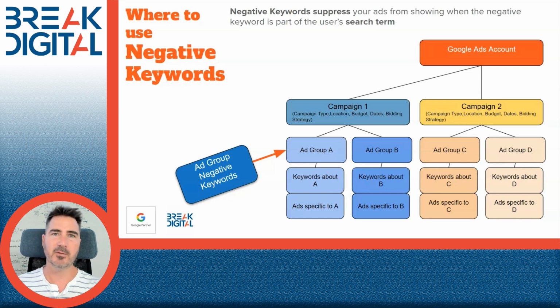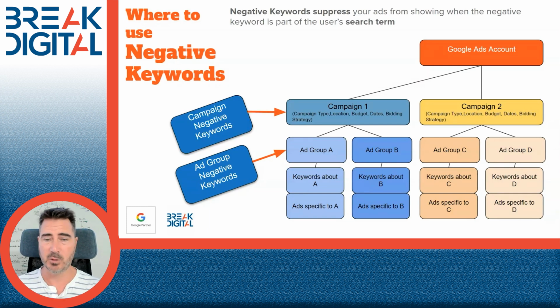And if the same negative keyword applies to more ad groups, then you're going to add it to each of those ad groups, and now you've got multiple instances of the same keyword, and it can get really hard to manage really quickly. So we can add negative keywords at the campaign level.